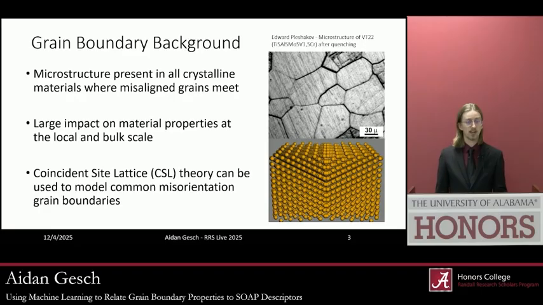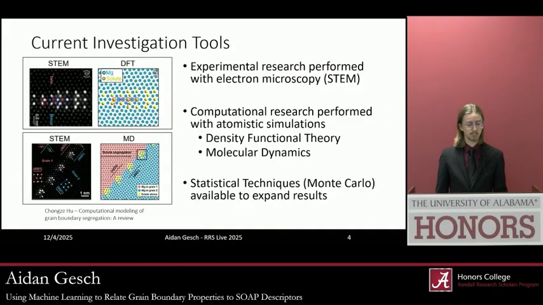This structure has a large impact on both the local and global properties of the material. At the atomic level, it introduces stress and strain fields, and overall, it changes the strength and ductility of the material. We can model these grain boundaries using coincident site lattice theory. This maximizes the number of overlap atoms between both grains and produces steady yet realistic grain boundaries.